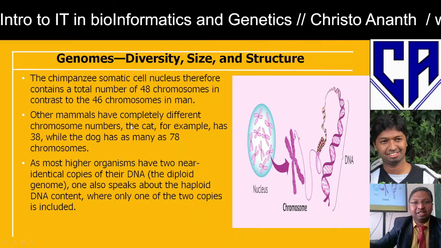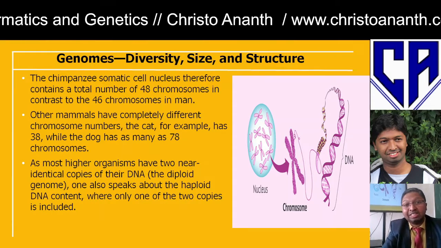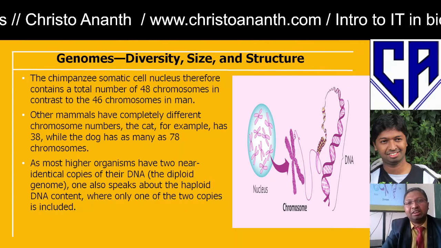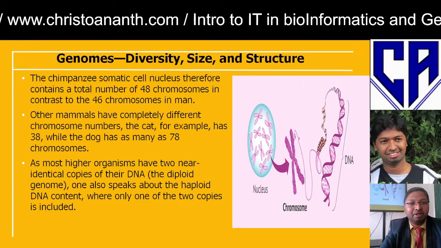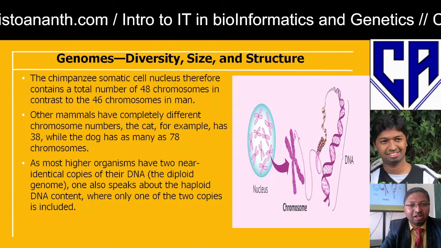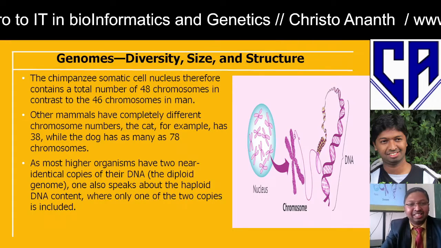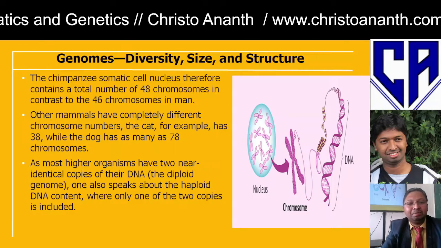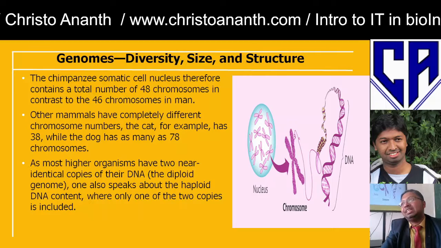Even we can take the case of the chimpanzee: its somatic cell nucleus has 48 chromosomes, in contrast to man, who has 46 chromosomes. Maybe if you take the case of the dog or the cat, the dog has 78 chromosomes, whereas the cat has 38 chromosomes. So it is all based on the identical copies of the DNA that you can analyze the characteristics.